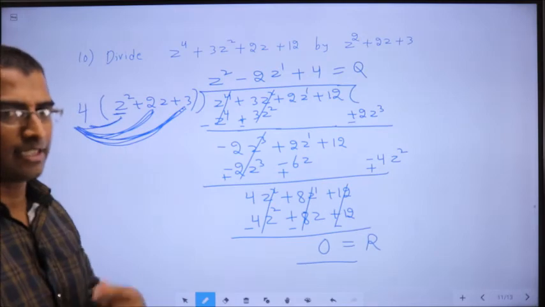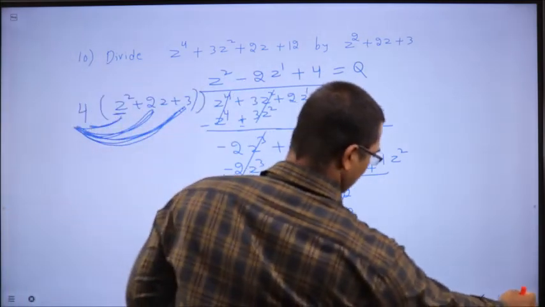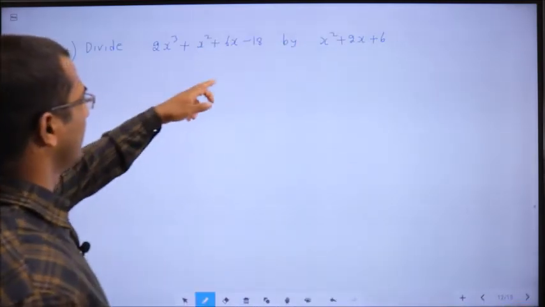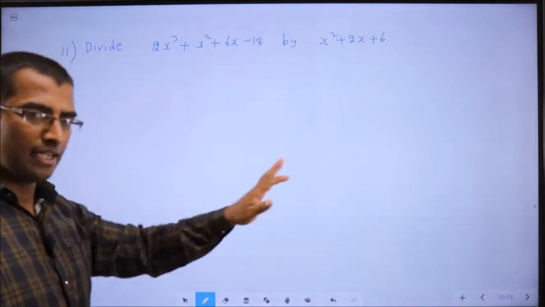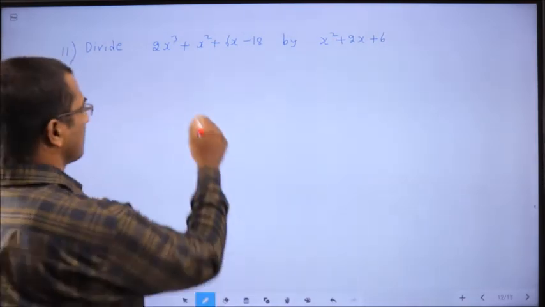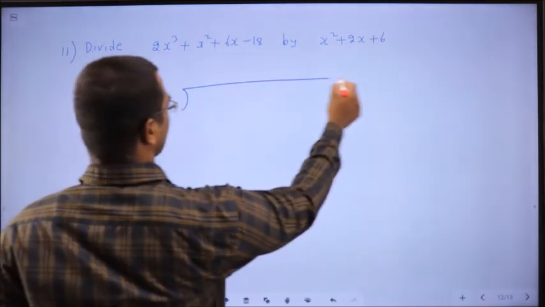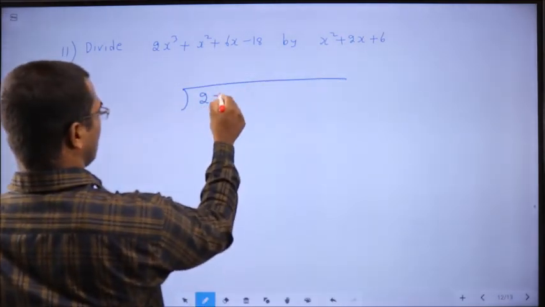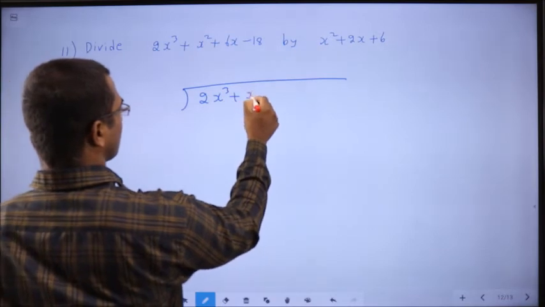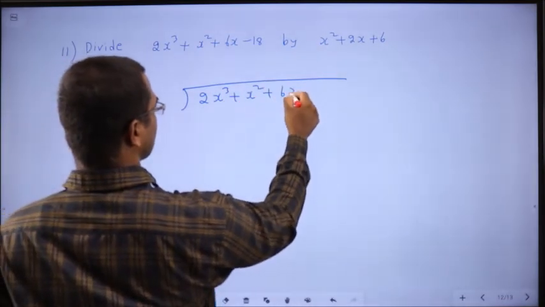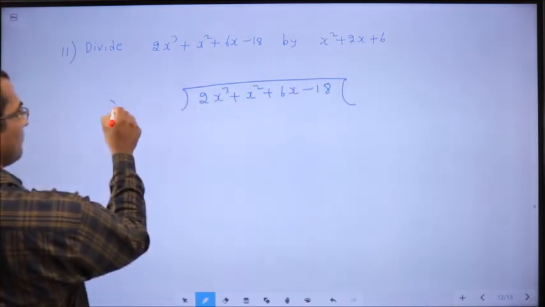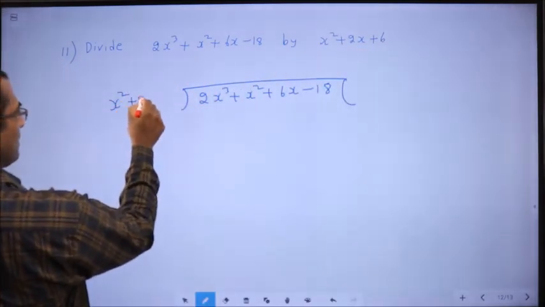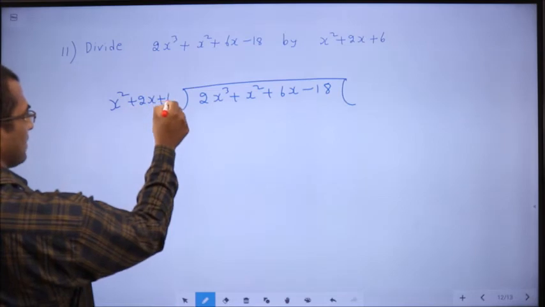Okay. Next question. Divide this by x square plus 2x plus 6. Write in proper division form. That is 2x cube plus x square plus 6x minus 18 by x square plus 2x plus 6.